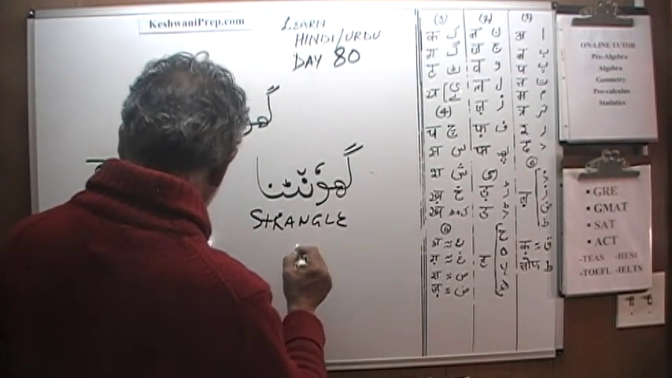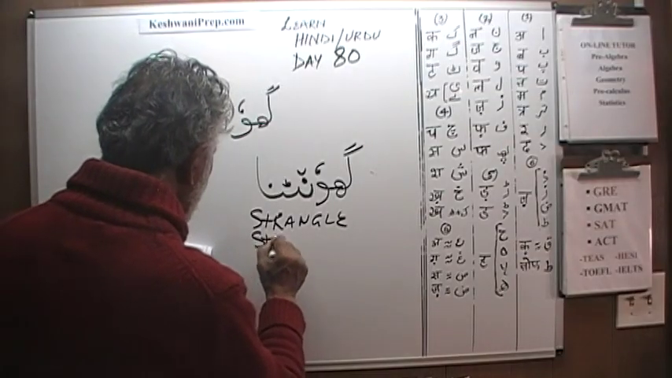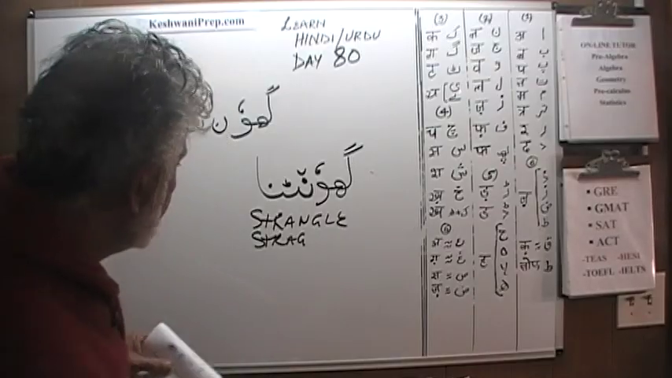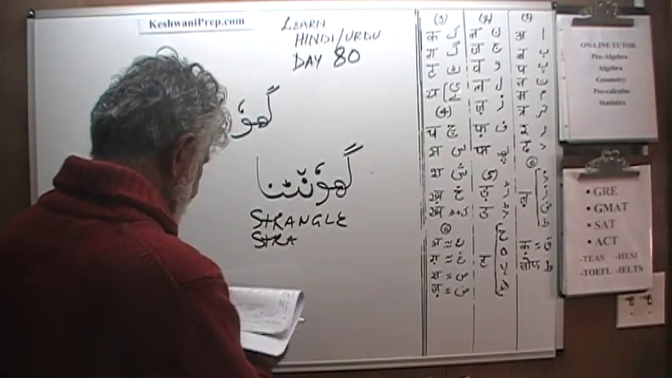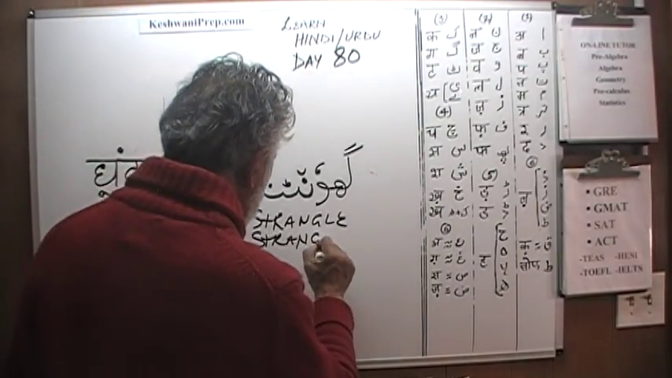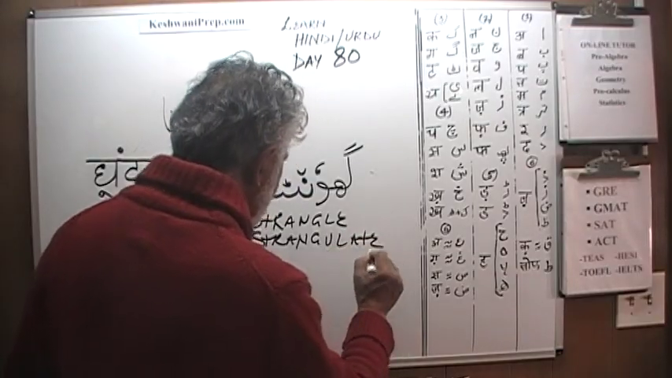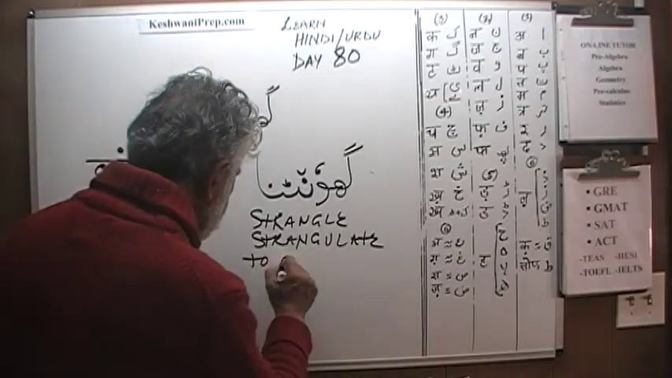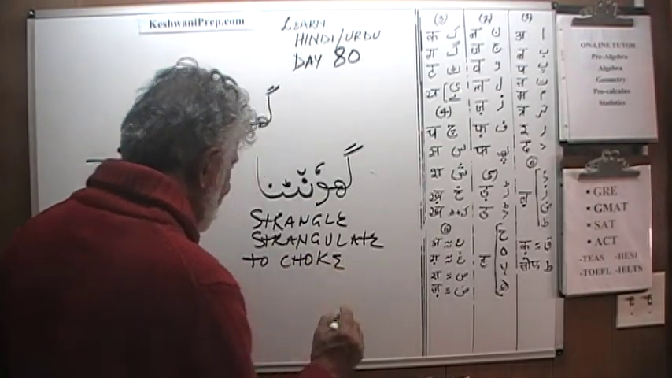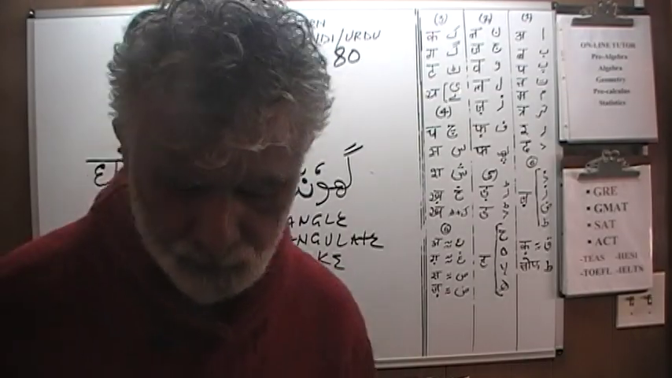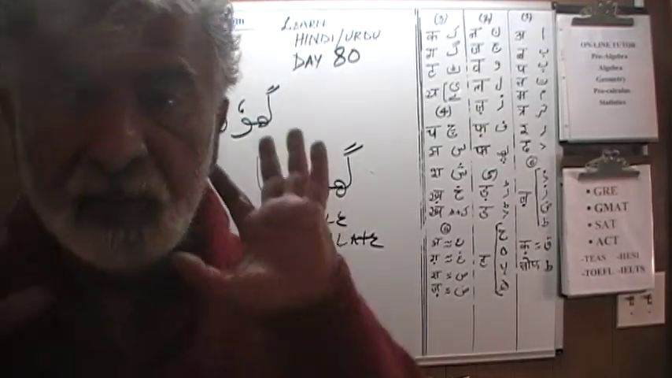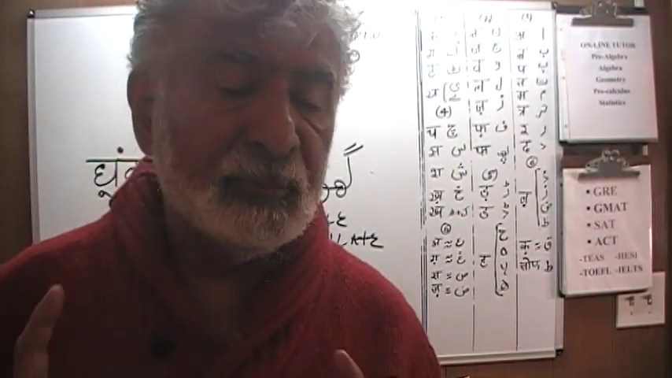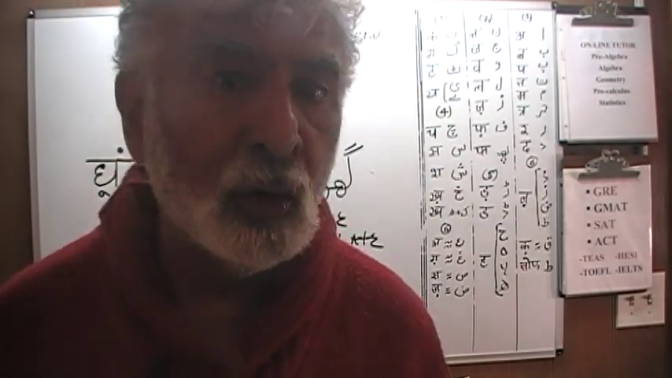strangle, or if you want to be fancy, strangulate. It's the same thing. Strangulate, strangle, to choke. Good enough. If you put your arms around somebody's neck and just choke them until they die, as the person is dying, that process is called gutna.